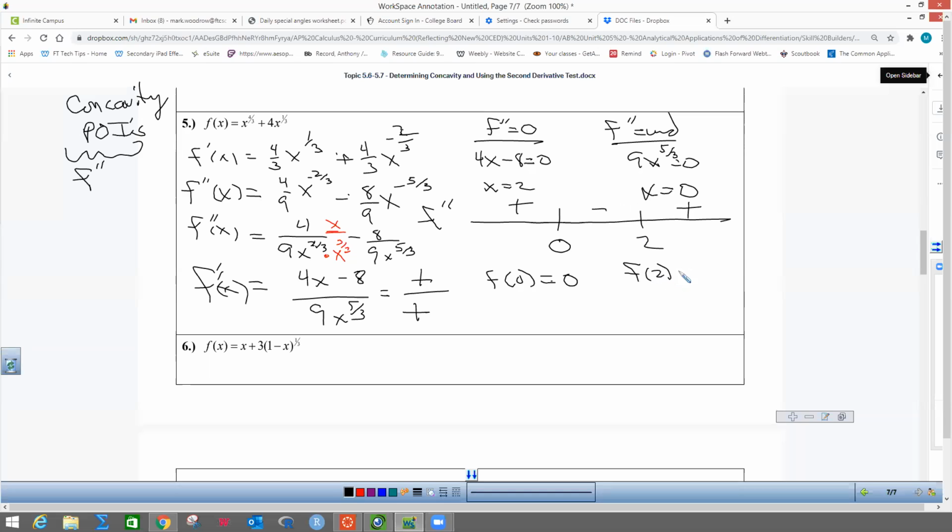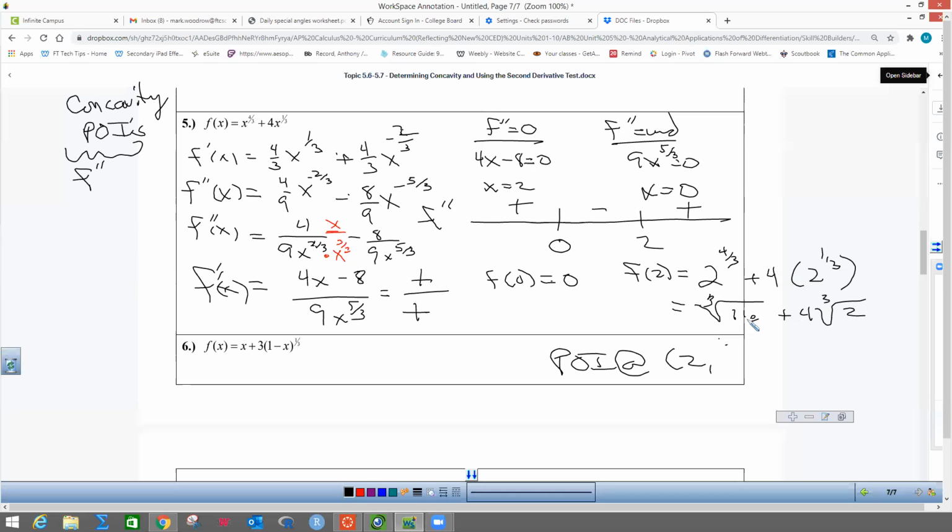So what I'm going to do here is this changes from negative to positive here. So I'm going to do f of 2, which is going to be 2 to the 4/3 plus 4 times 2 to the 1/3. So let's see, this right here is actually going to be the cube root of 16, which I could simplify, but I don't have to, plus 4 times the cube root of 2.